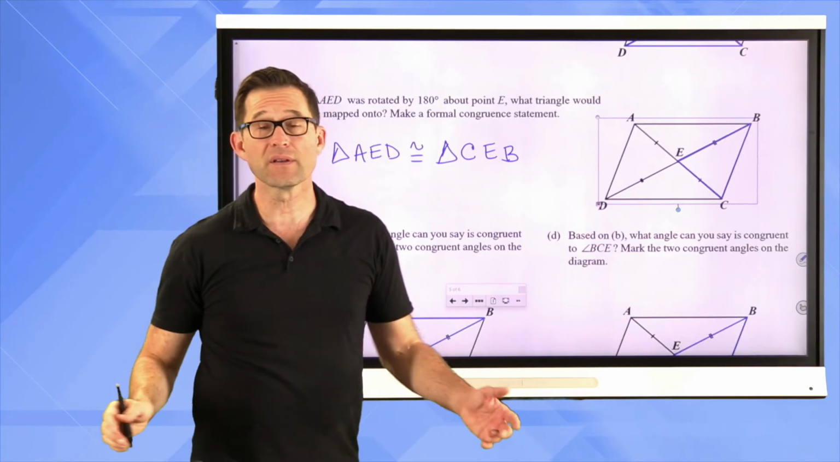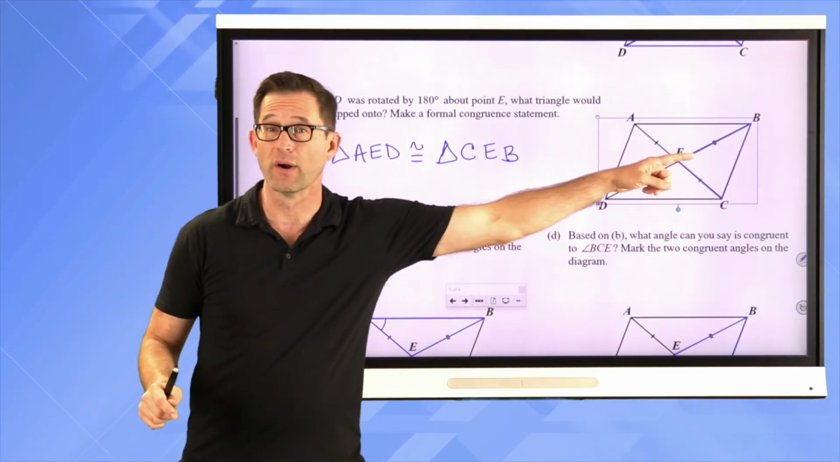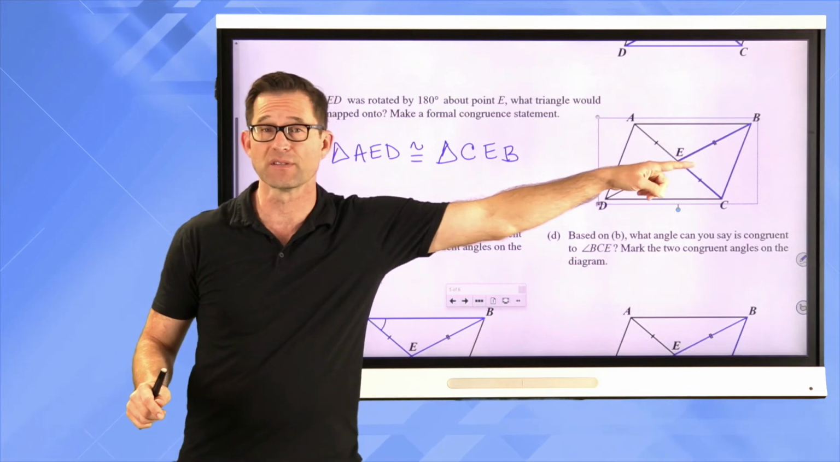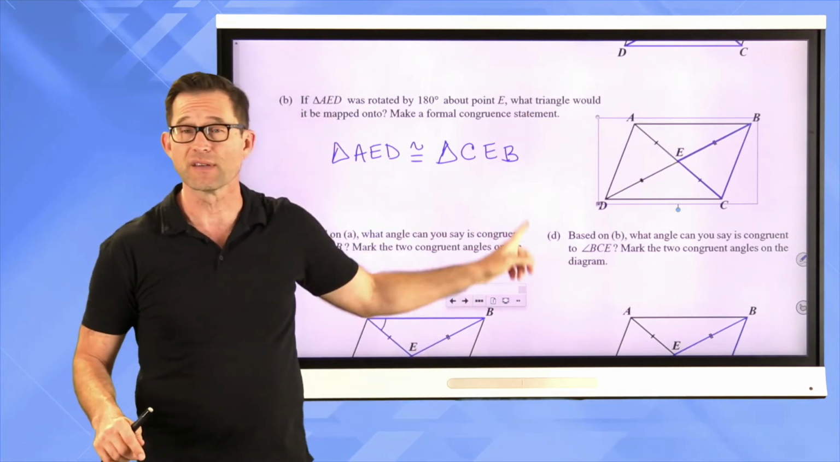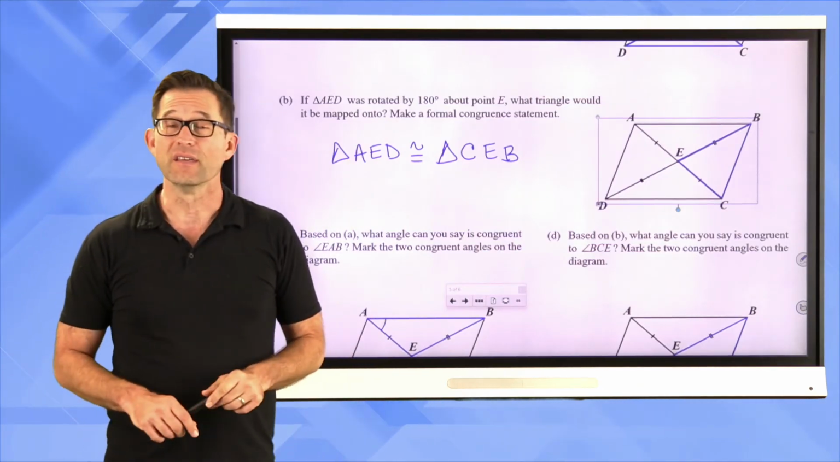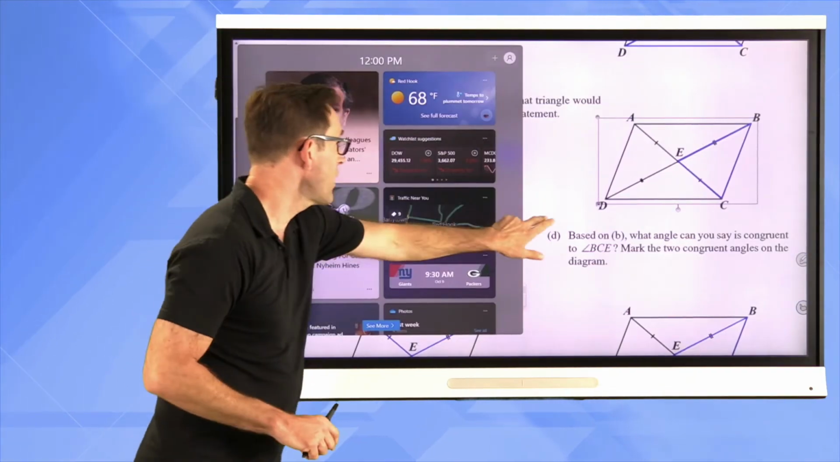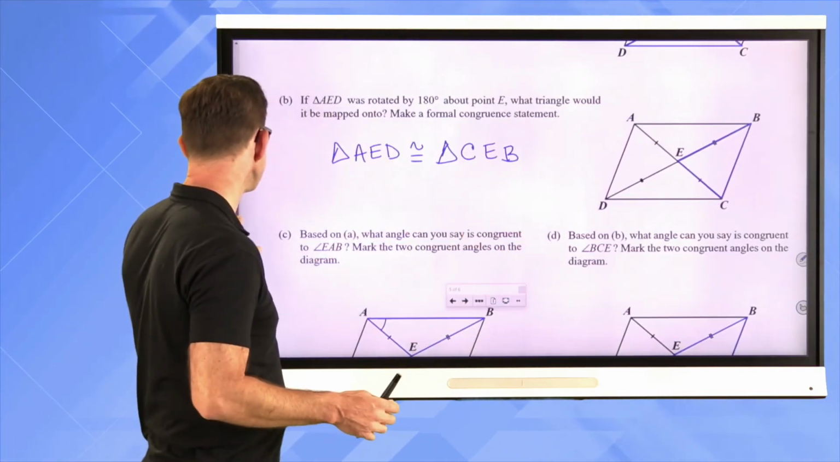And we can say that again because those rotations are rigid motions. I mean, you could see it, right? That the shape and size of that triangle didn't change as I rotated it around, and it landed on triangle CEB. Now what's cool is now we can start talking about angles.